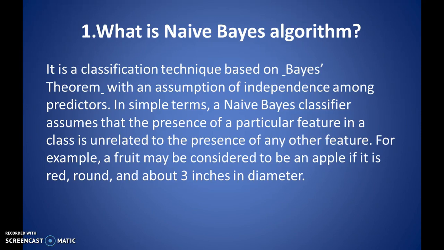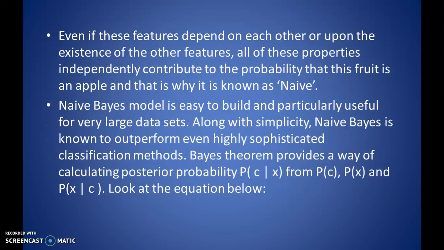The naive-Bayes algorithm is basically based on Bayes' theorem with an assumption of independence among predictors. In simple terms, a naive-Bayes classifier assumes that the presence of a particular feature in a class is unrelated to the presence of any other feature. For example, a fruit may be considered to be an apple if it is red, round, and about 3 inches in diameter.